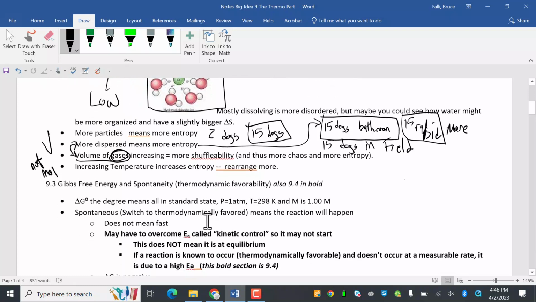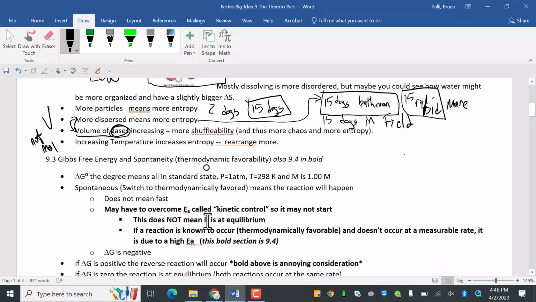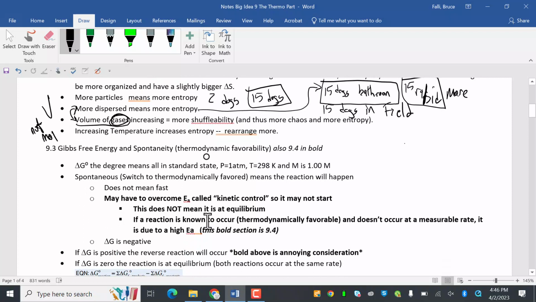All right, 9.3, Gibbs free energy and spontaneity. Thermodynamic favorability. Gibbs free energy, that's delta G. The degree sign means it's in the standard state, which is 1 atmosphere, 298 K, and molarity is 1. This barely matters. We might be able to get through the whole year without that ever coming up.